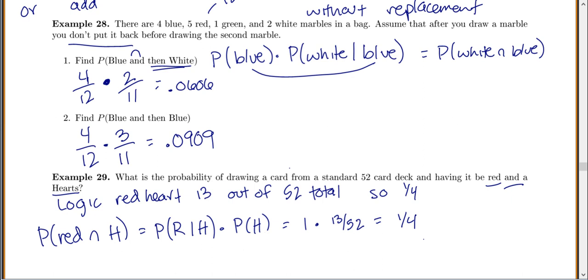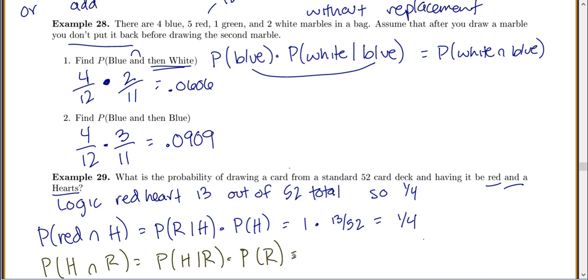And you might wonder, okay, well, what if I had picked the other conditional probability? Well, let's try it. So probability of hearts and red. Now, again, it doesn't matter what order I write those in. But let's do hearts given red, and then I would have to times it by the probability of red.